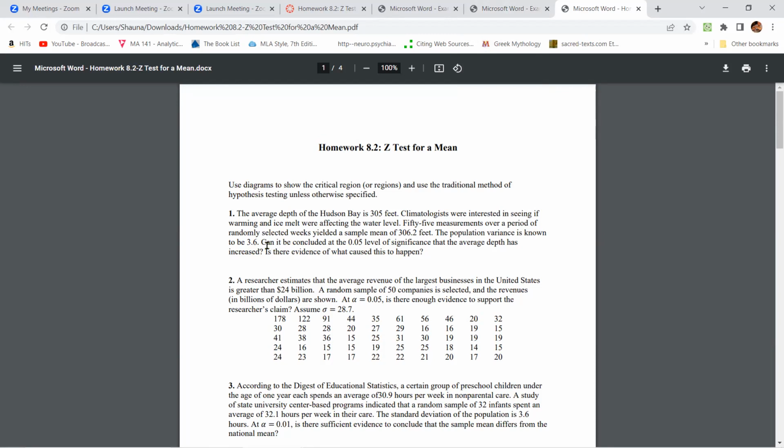So we have to know first what it is we're testing. So we're going to go directly to this. Can it be concluded that the average depth has increased? That's what I'm testing here. The average depth has increased. So if I was going to write that in a hypothesis, what do you think I would write? The average depth has increased. Average is what symbol?